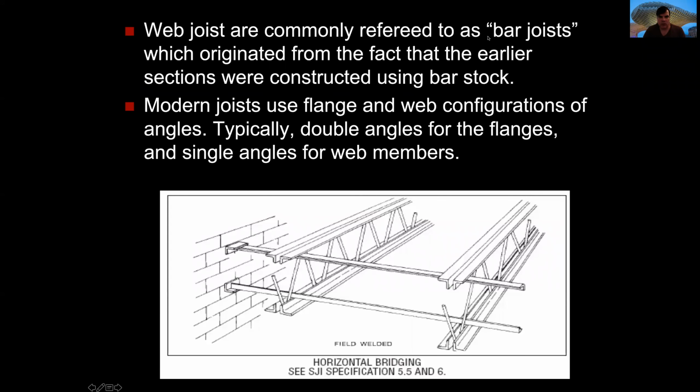Web joists are commonly referred to as bar joists because they were made with bars in the earlier construction. The modern joist, instead, uses flanges and a web configuration with angles, as you can see in this example. Also, those joists are tall. We have an element here, the web member that goes there, and the other element.